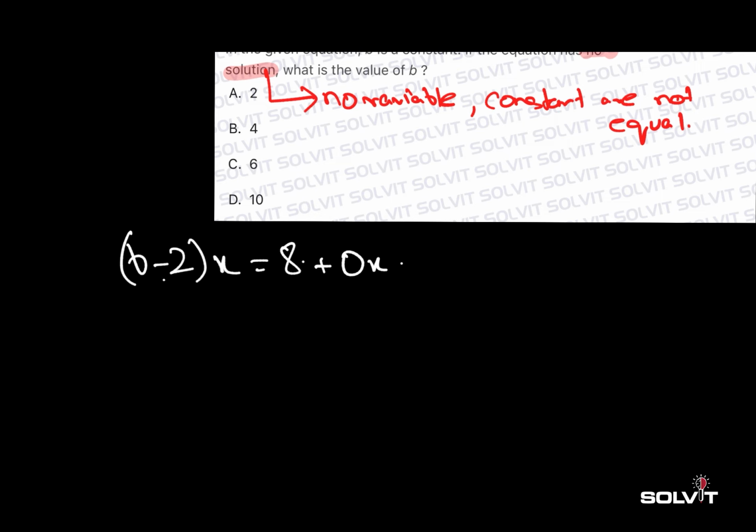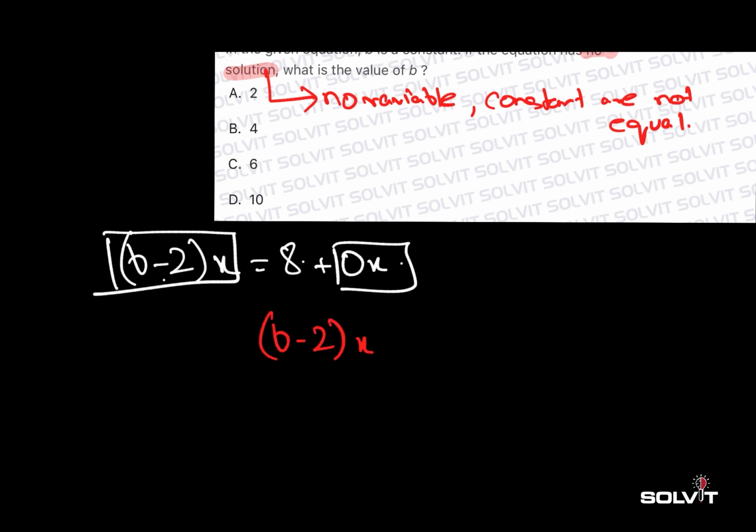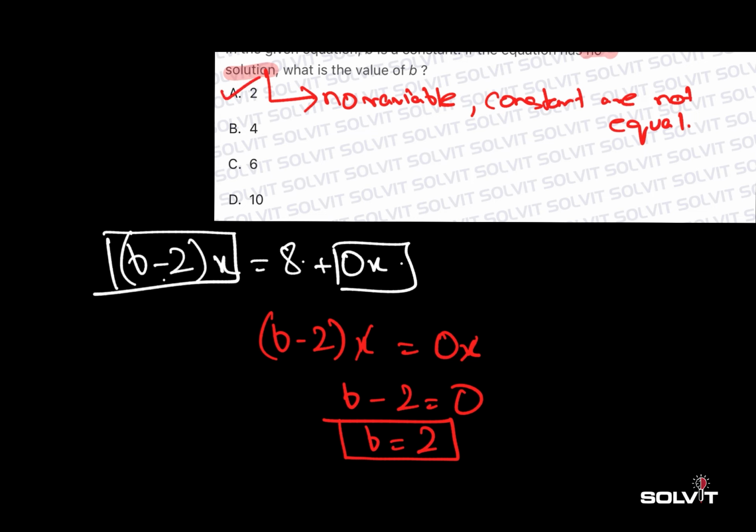That means I am going to make sure that this value of x and this value of x are equal. That is why there is not going to be a variable, because in no solutions the variable cancels out. So what I am going to do is make sure that they're equal, because whenever it cancels it must have been equal, so I can equate them. So (b - 2)x = 0x. Forget x for 2 seconds, and you're going to write it as b - 2 = 0, which means b = 2. Is that clear?